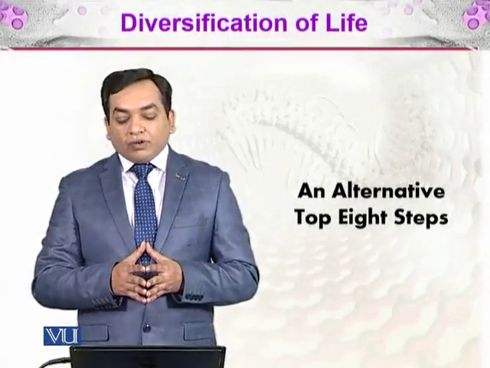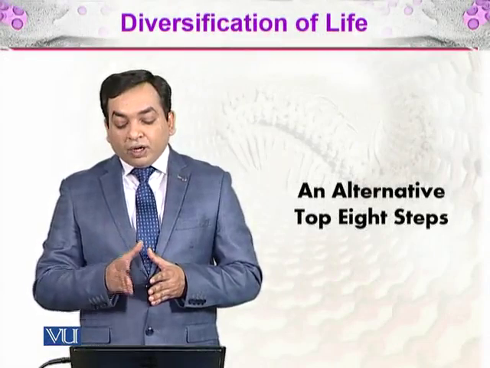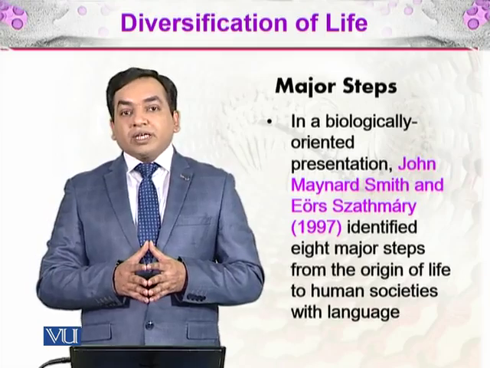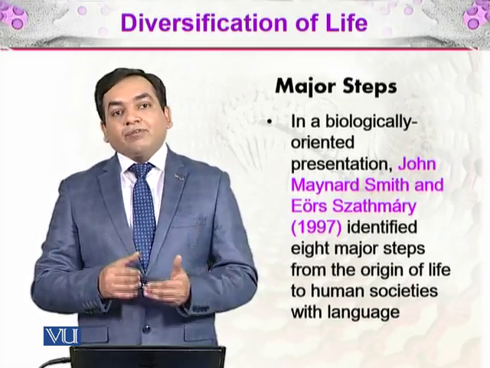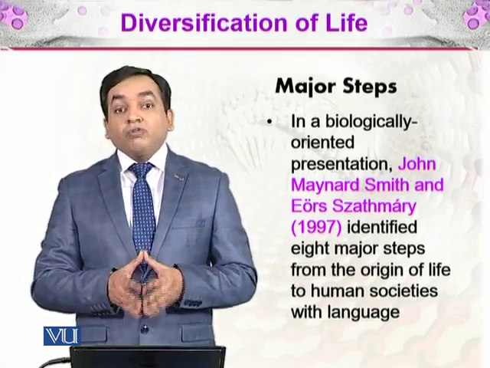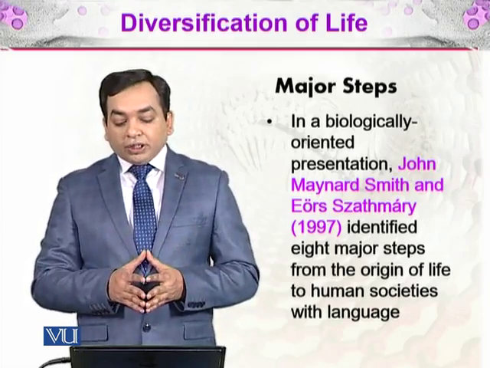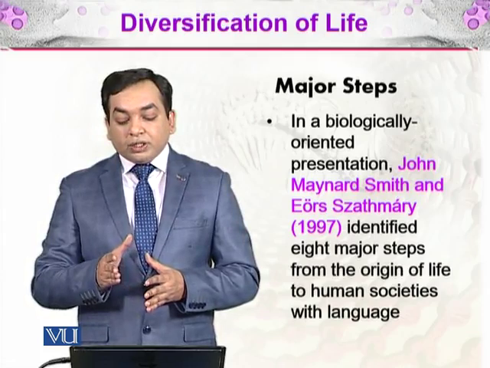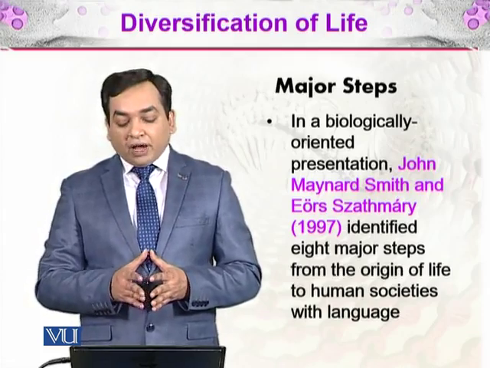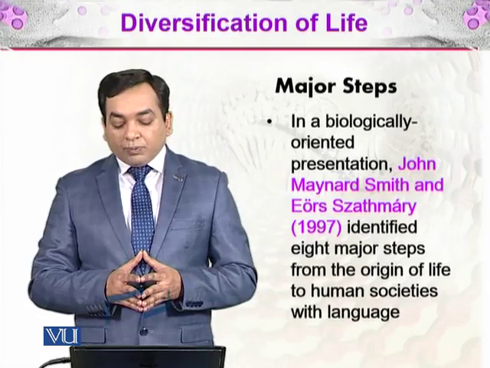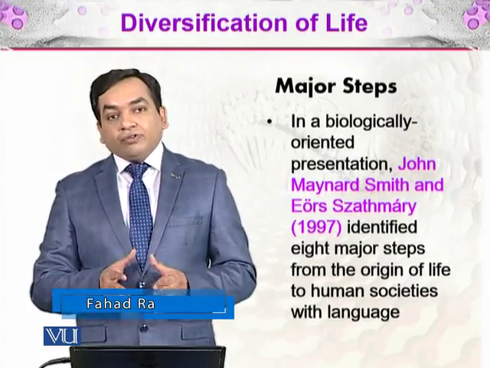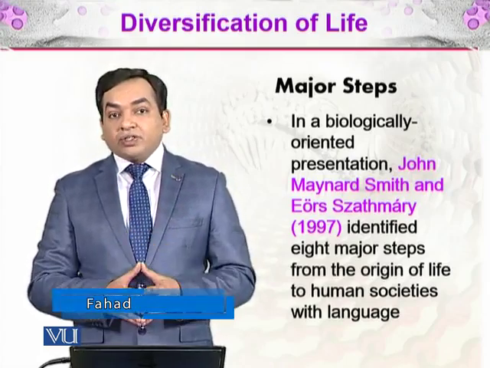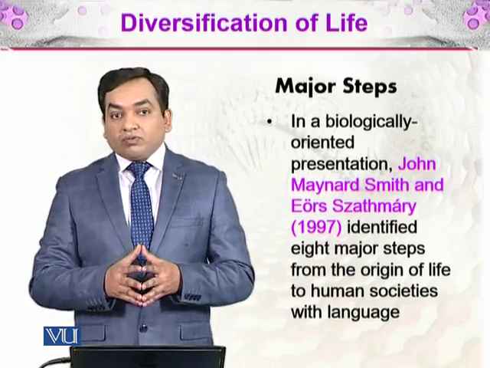In the diversification of life, we will be discussing an alternative top 8 steps. In the previous topic, we discussed the 10 adaptations, but we have 8 steps to the diversification of life as well. In a biologically oriented presentation, John Maynard Smith and Eörs Szathmáry in 1997 identified 8 major steps from the origin of life to human societies with language. So, what are the top 8 steps which led to the species diversity or the diversification of life that we see today?